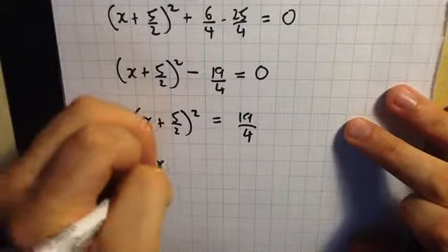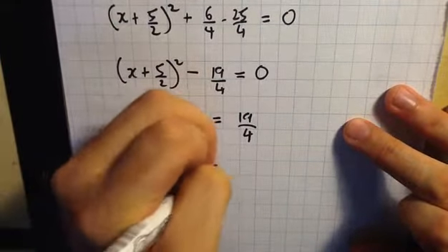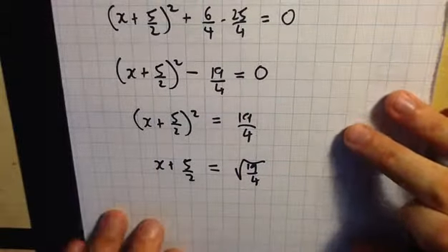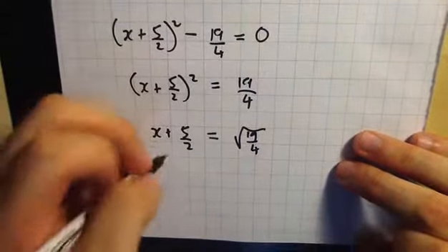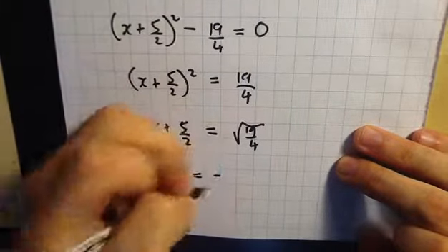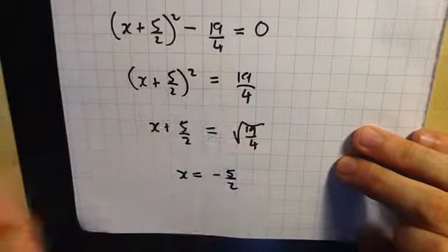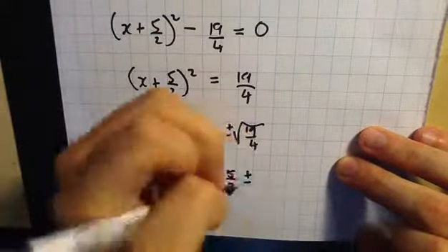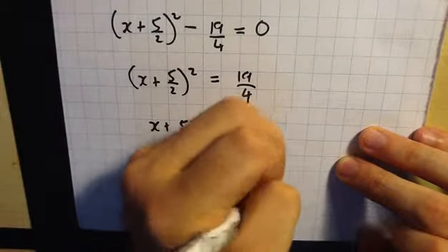Square root both sides is going to leave me with x plus 5 over 2 is equal to the square root of 19 on 4. Then, therefore x would be equal to negative 5 on 2, and I should be saying plus or minus up here, sorry, plus or minus root 19 on 4.